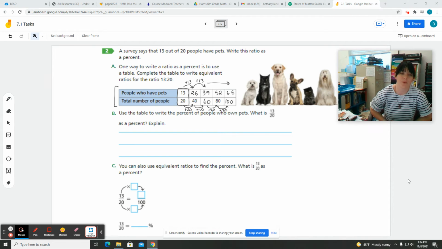Okay, so for part B, we're going to use the table to write the percent of people who own pets. What is 13/20 as a percent? So a percentage, remember, is a number out of 100. We already have that number right here. This is an equivalent fraction or equivalent ratio to 13 to 20. So what we're going to say here is that our percentage is 65%. 65% of people own pets.